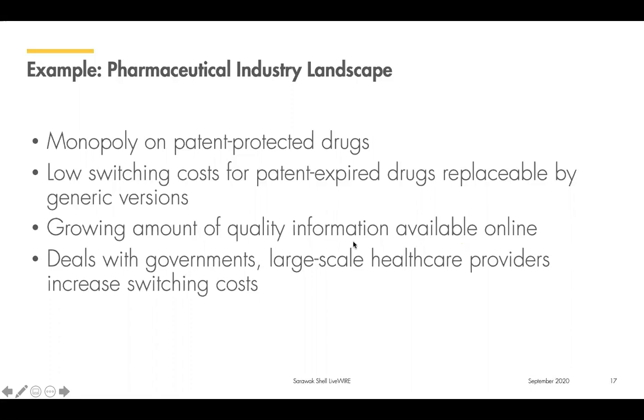Then there's a growing amount of quality information available online, so that affects switching costs as well. And there are deals with government and large-scale healthcare providers, which increase switching costs. That means that if the government purchases and subsidizes it, there's very little reason for people to switch to options that are more expensive.